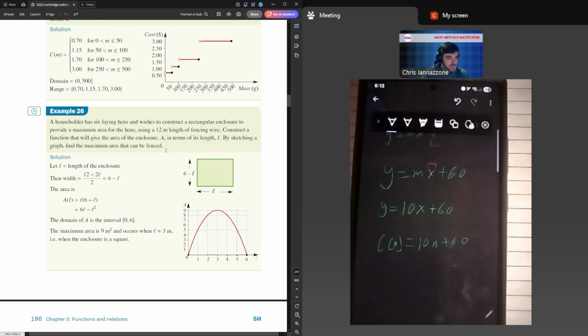Okay, next up, action statement. Construct a function that will give the area of the enclosure. Cool. So whatever this scenario is talking about, we want to get an area equation.